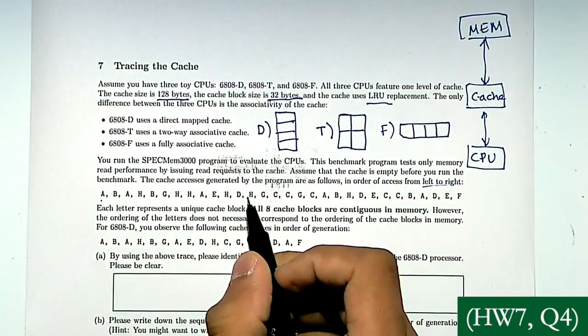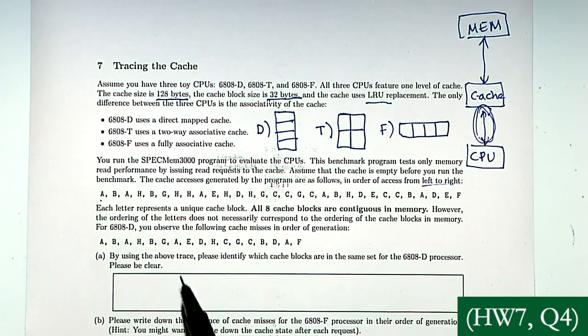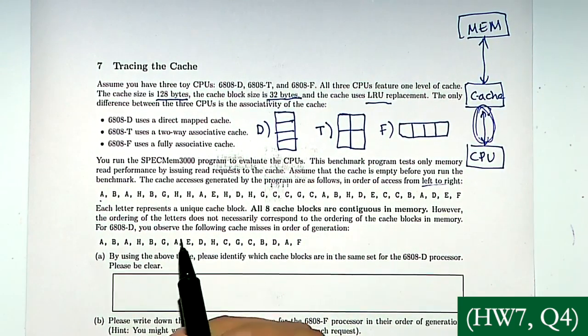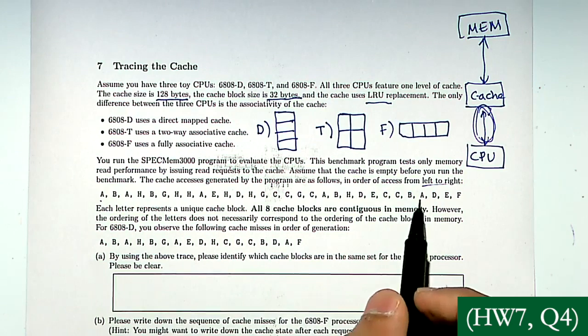So these are accesses to the cache by the program. So they're what's going on this bus. Every single letter here represents a unique cache block, and all eight blocks are guaranteed to be contiguous in memory. However, the ordering of the letters does not necessarily correspond to the ordering of the blocks. So it's a mystery for us to solve. We don't know how these fit together.